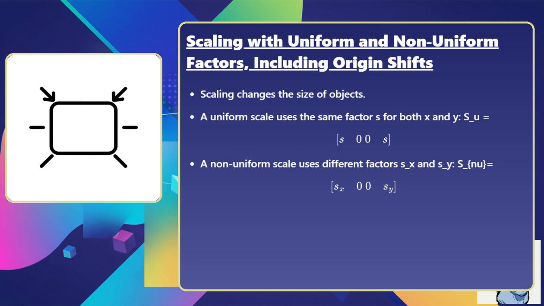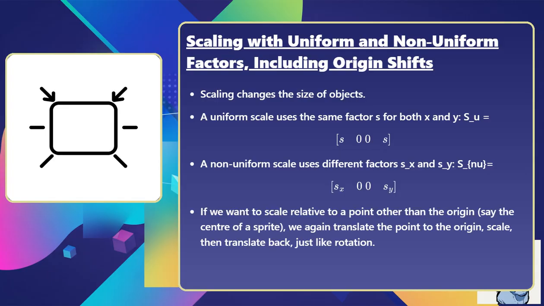S sub nu equals a matrix with sx in the top left, 0 in the top right, 0 in the bottom left, and sy in the bottom right. If we want to scale relative to a point other than the origin, say the center of a sprite, we translate the point to the origin, scale, then translate back just like rotation.